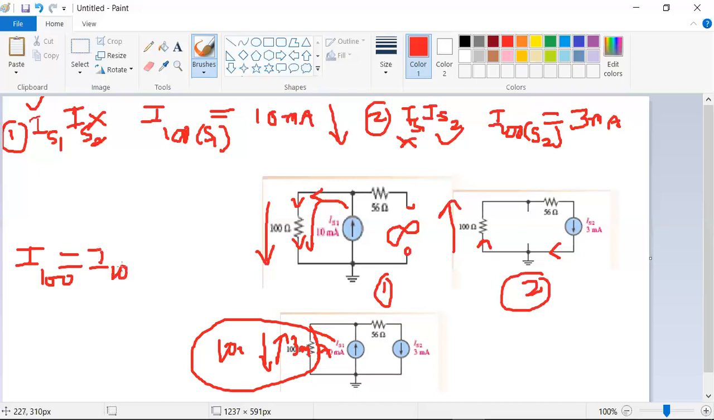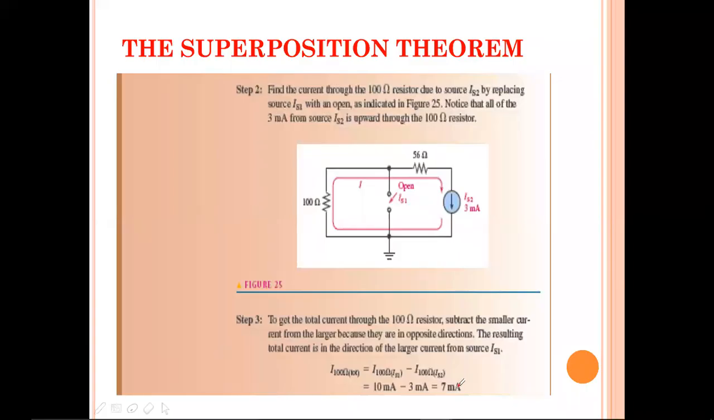Then the total current which is traveling through the 100 ohms resistor is I100 of S1 minus I100 of S2. Then 10 milliamps minus 3 is equal to 7 milliamps of current which is traveling through the 100 ohms resistor. So that part I got the answer. So this is the way of doing these types of problems.